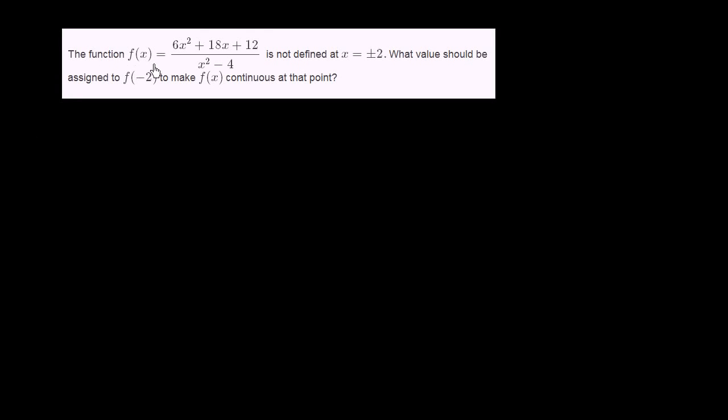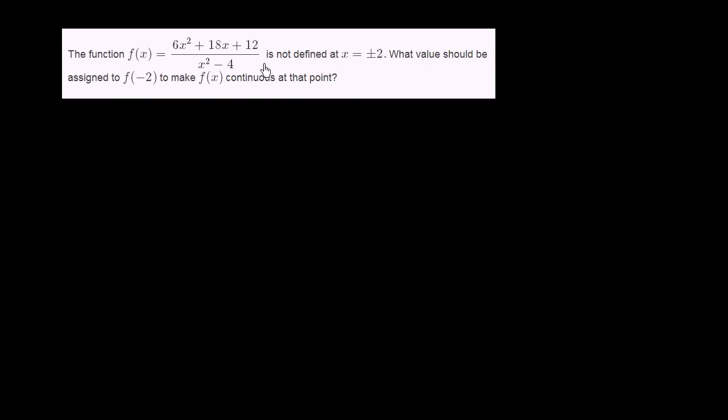The function f of x is equal to (6x squared plus 18x plus 12) over (x squared minus 4) is not defined if x is equal to positive or negative 2. And we see why that is. If x is equal to positive or negative 2, then x squared is going to be equal to positive 4, and 4 minus 4 is 0, and then we're going to have a 0 in the denominator, and that's not defined. We've never defined what happens when you divide by 0.